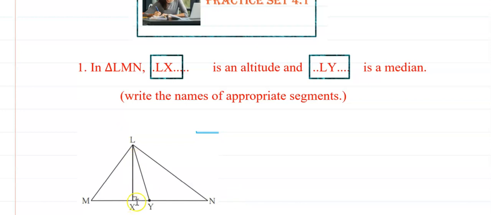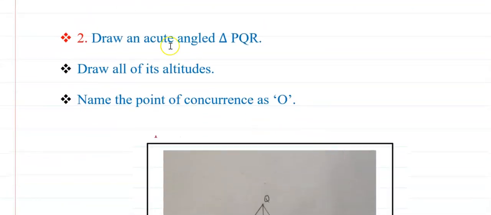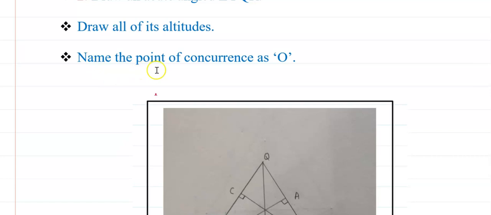That is the altitude of the triangle. Therefore, Lx is the altitude and Ly is a median of the triangle. Now the next question. Draw an acute angle triangle PQR. Draw all of its altitudes. Name the point of concurrence as O.